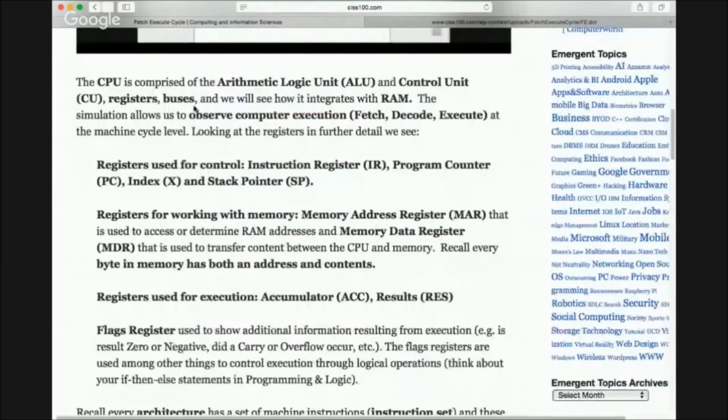The CPU is comprised of the arithmetic logic unit, represented by the acronym ALU, and control unit. These are the two major components of the CPU. It also has registers and buses internal to it, but it also has a bus to the RAM, and it integrates with the RAM. So I'll ask again, RAM, comprised of bytes. The byte is the smallest addressable unit. There are two things associated with every byte. Does anybody recall what those are? Contents and address. So I get to the contents by using the address.